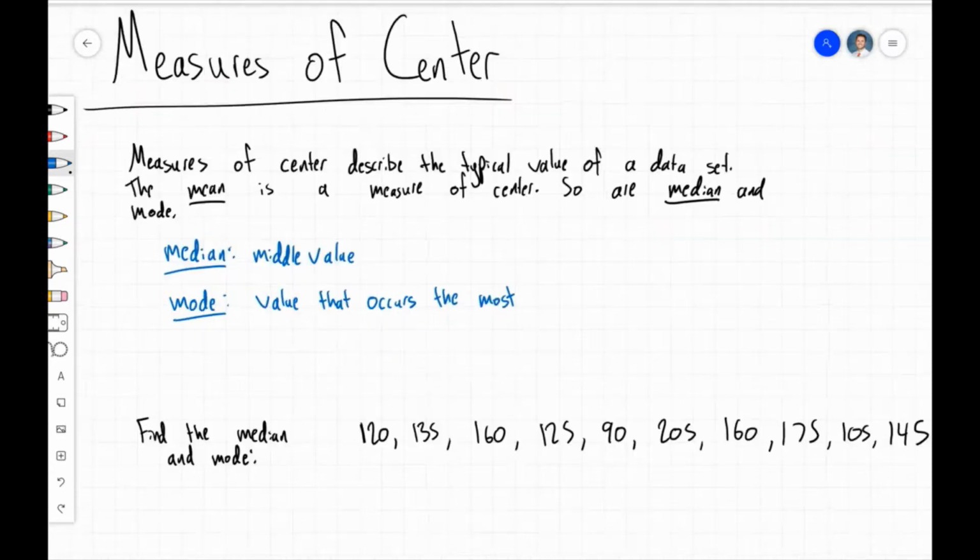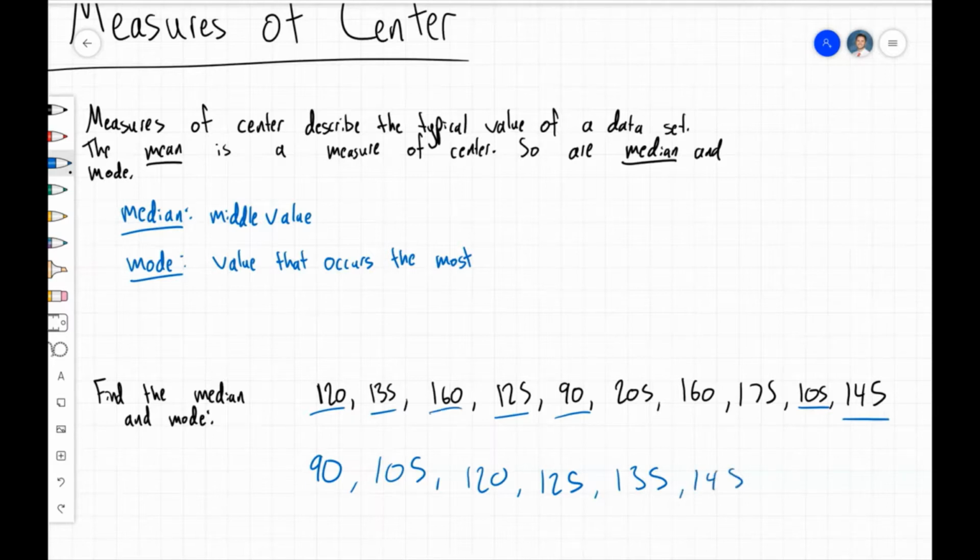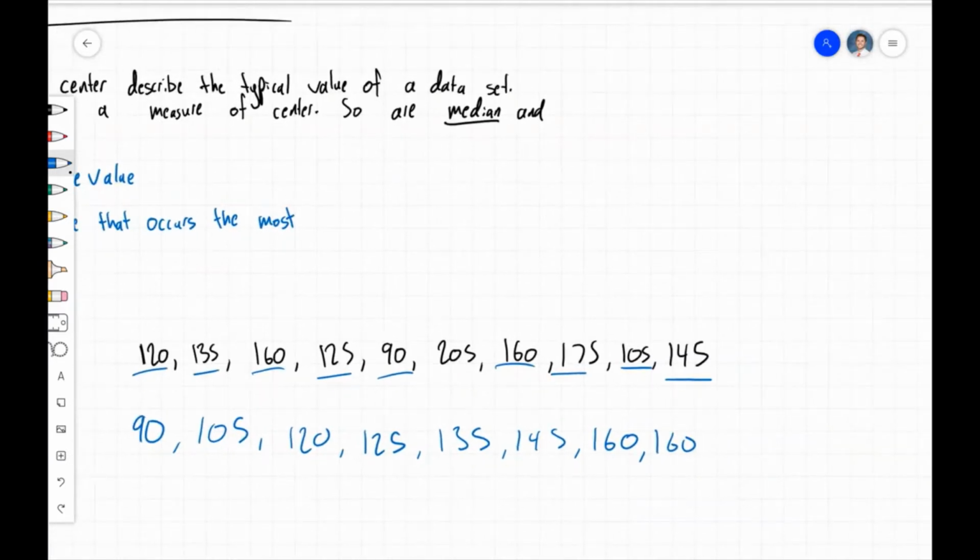So looking at this data set, it's not written in order from least to greatest. So if we want to find the median, we need to write these numbers in order from least to greatest first. So we're going to go ahead and write it from least to greatest. We can see that 90 would be least, followed by 105, then we have 120, then 125, then we have 135, 145, we have 2 of 160, and then we have 175 and 205.